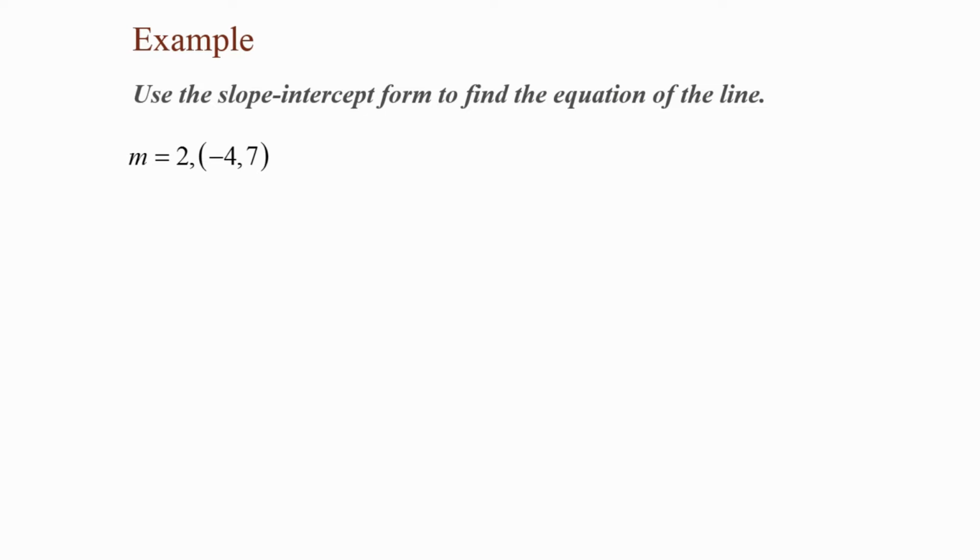For this example, we want to use the slope-intercept form to find the equation of the line that has a slope of 2 and contains the point -4, 7. We want to use our formula y equals mx plus b. Since we have the slope and the point, we can go ahead and substitute directly into the equation. Y is 7, my slope is 2, and I want to multiply that by my x, which is -4, plus b.